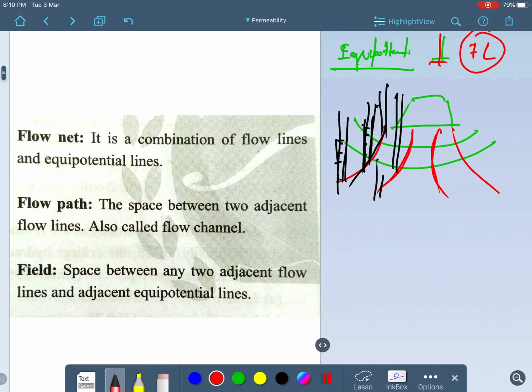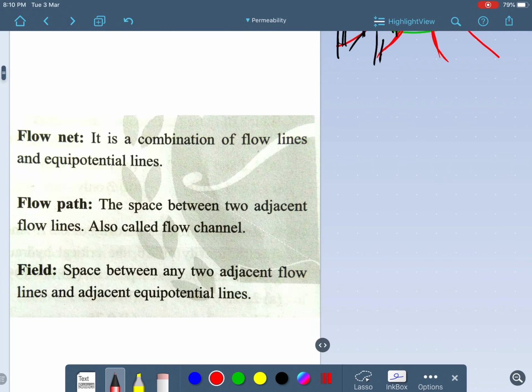Then what is a flownet? A flownet is a combination of flow lines and equipotential lines. That is, if I draw a dam section here, and if this is the flow line and this is the equipotential line, the combination is called a flownet. It is a combination of flow lines as well as equipotential lines.